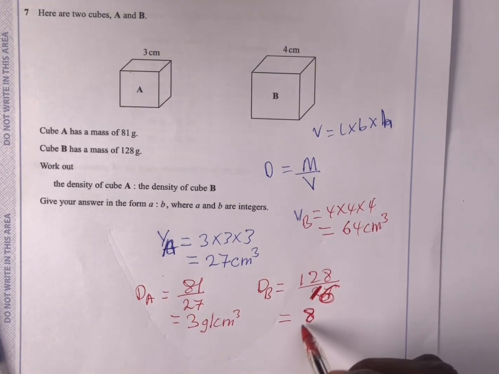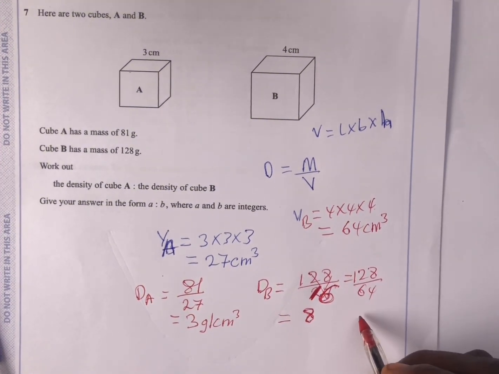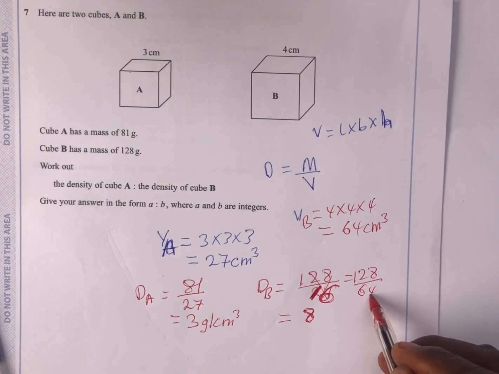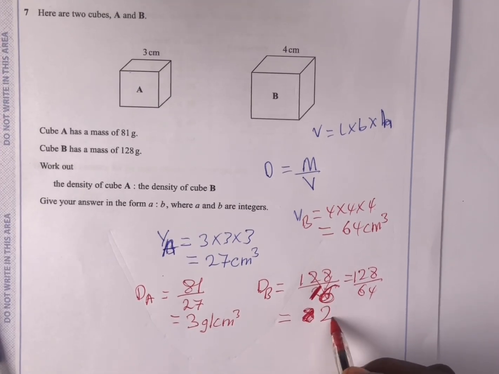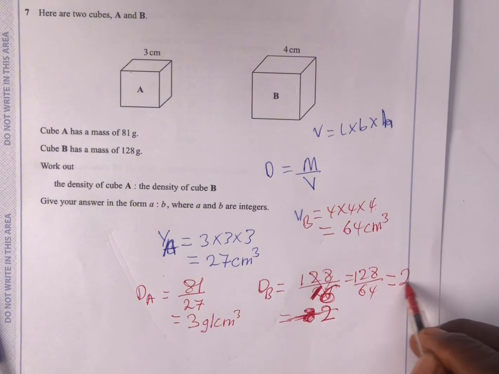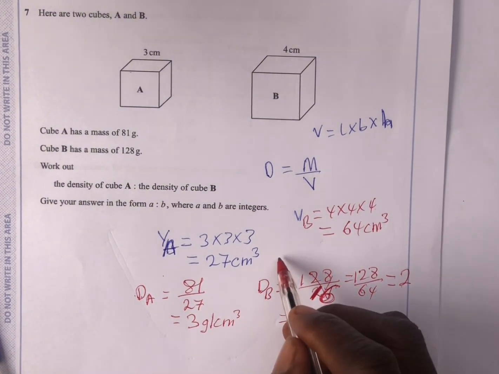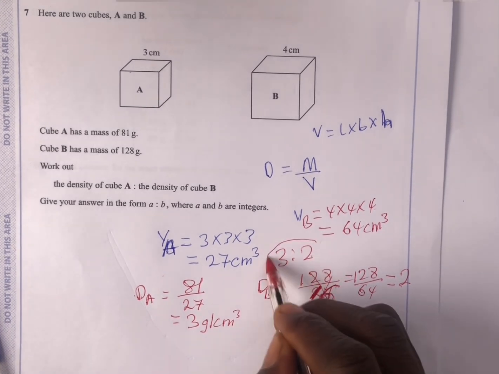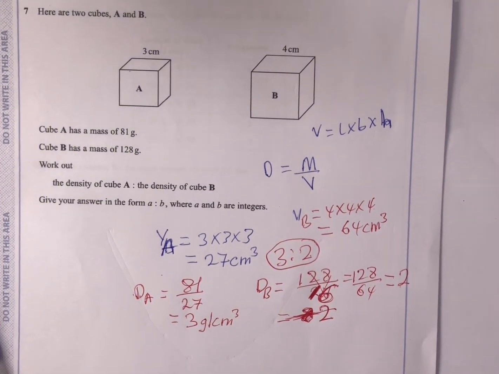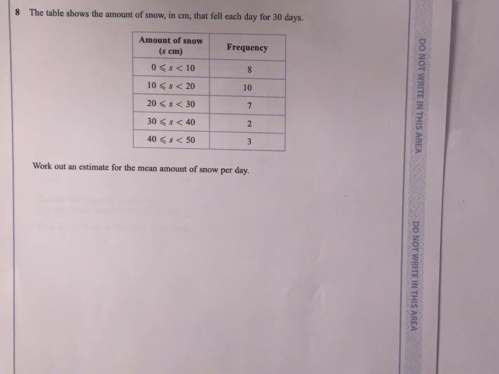No, it's 64. That's 128 divided by 64. So 2 power 6 is this. So this will give us 2. Sorry, the solution is 2. So if we need the density of A to the density of B, the solution is just 3 is to 2. Don't mind me canceling my work like that. Let's move on.